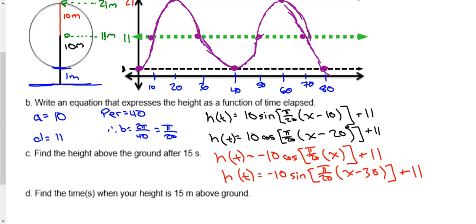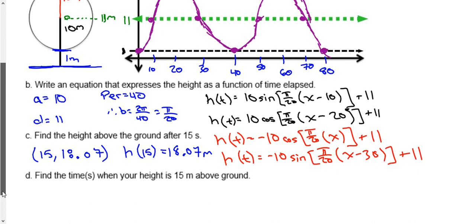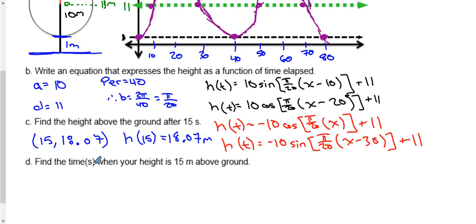So here for part C, we have 15 comma 18.07. So our height at 15 is equal to 18.07. Let's throw units on there. M for meters, and that one's good. D here, find the time or times, multiple, when your height is 15 meters above ground. So how many times does that happen?